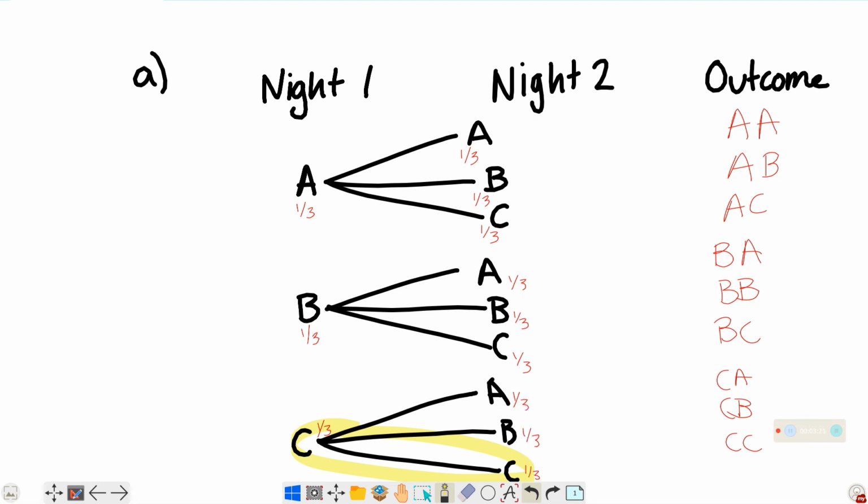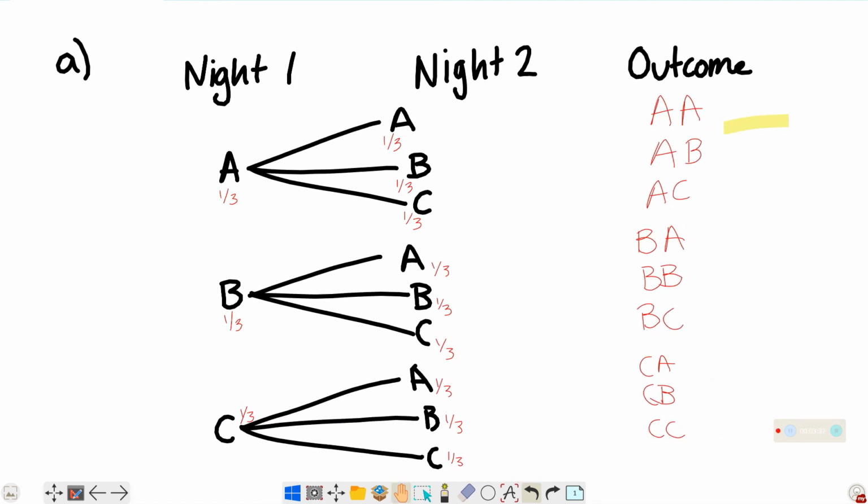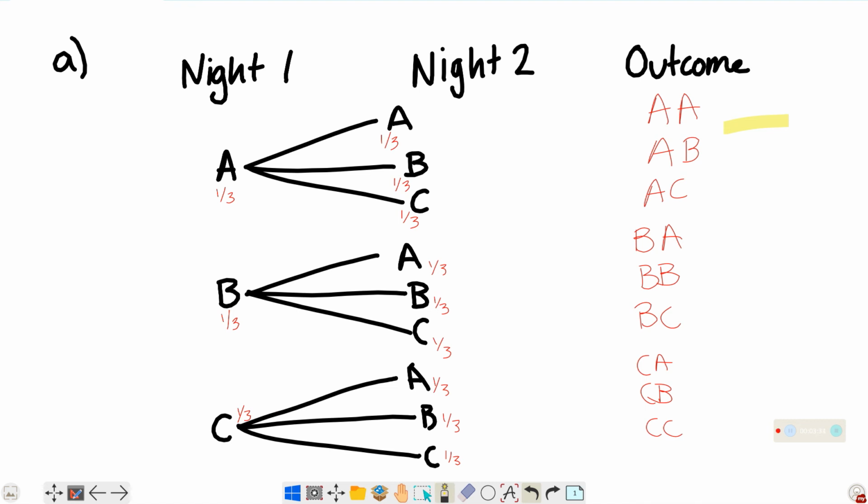And to find the probability of each one of our outcomes, we would multiply. So over here, to find this probability, we would multiply 1/3 by 1/3, which is 1/9. But all of them are going to be 1/3 times 1/3. So every single one has a probability of 1/9. It's just going to happen over and over again.